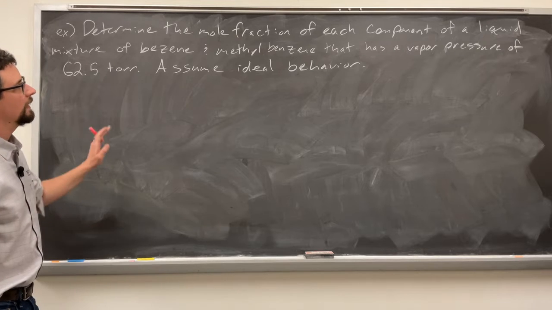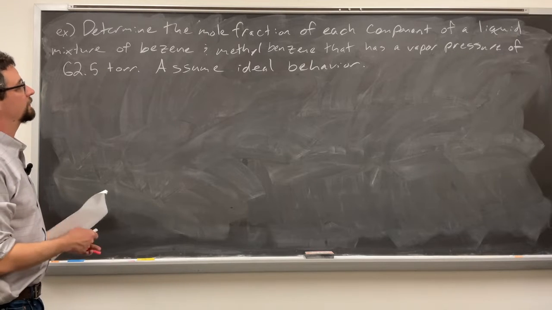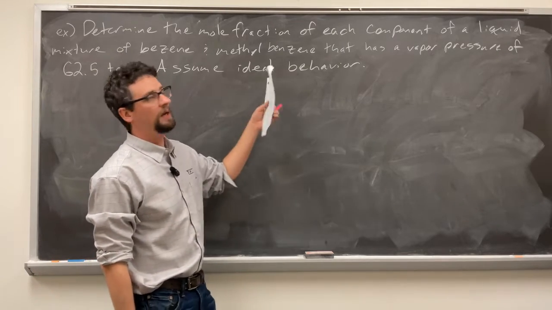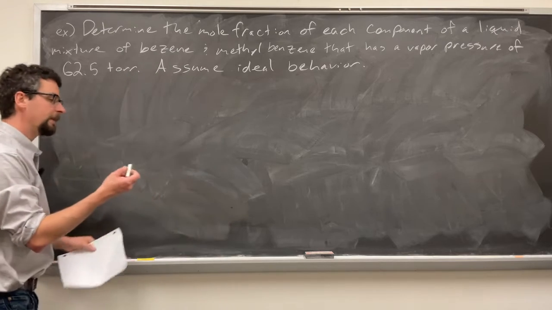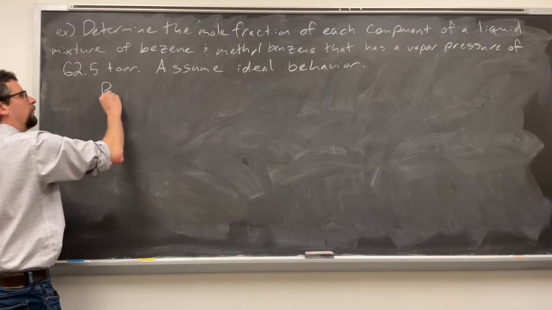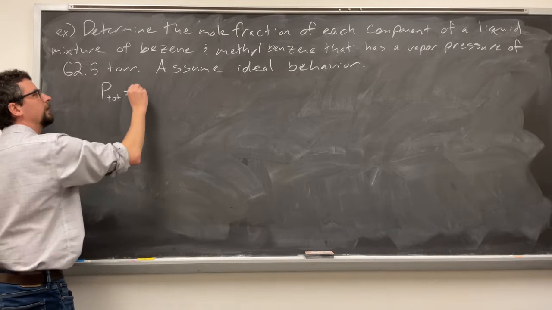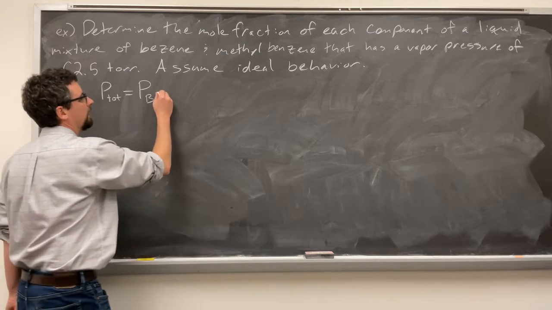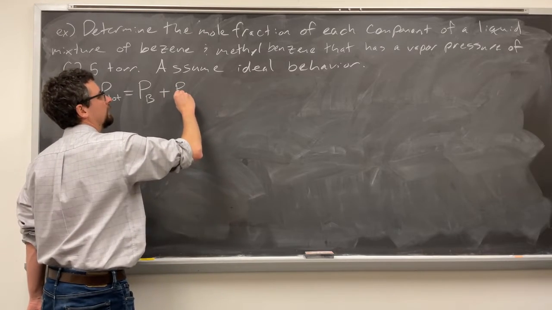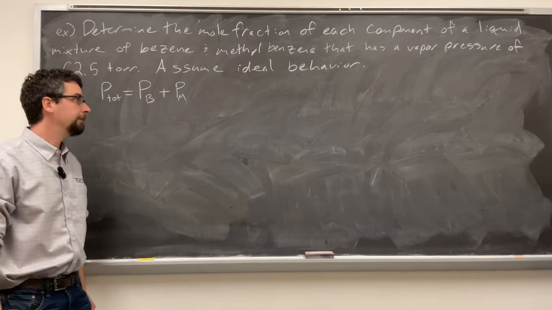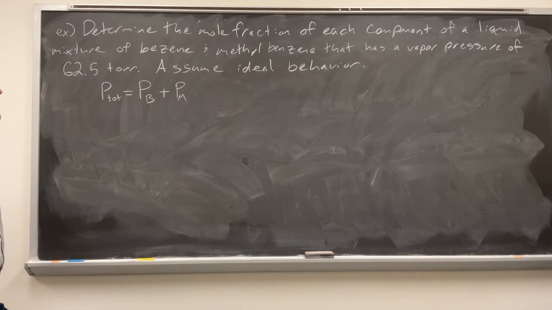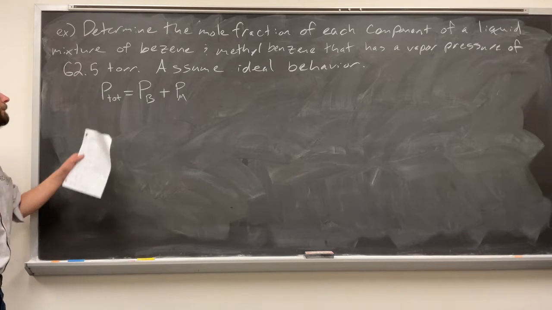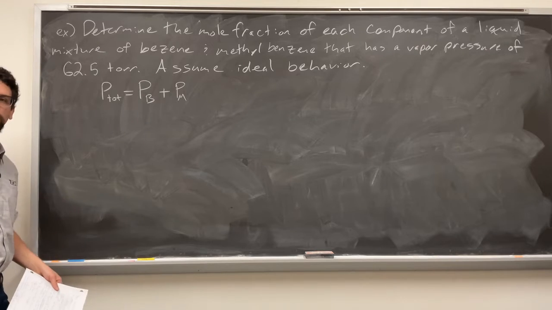Okay, so we're trying to figure out the vapor pressure. We have the vapor pressure of our solution, of our mixture, and we want to try and figure out the mole fractions. So we know the total pressure has to be equal to the vapor pressure of benzene, we're just going to shorten that to B while it's mixed, plus the pressure of methylbenzene. We're going to switch that to M. However, we don't know these pressures. If we knew that, this would be way easier. We do know the total pressure here.